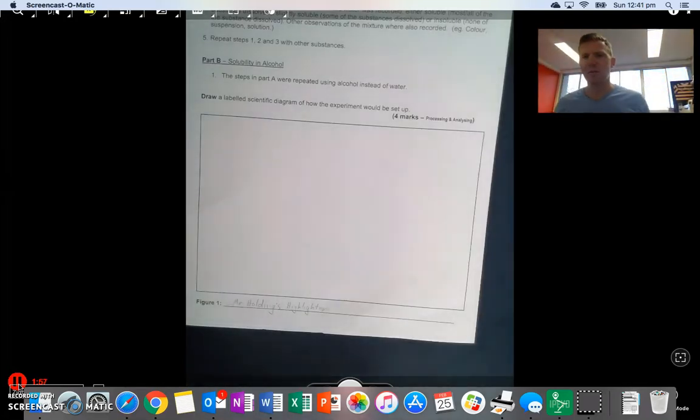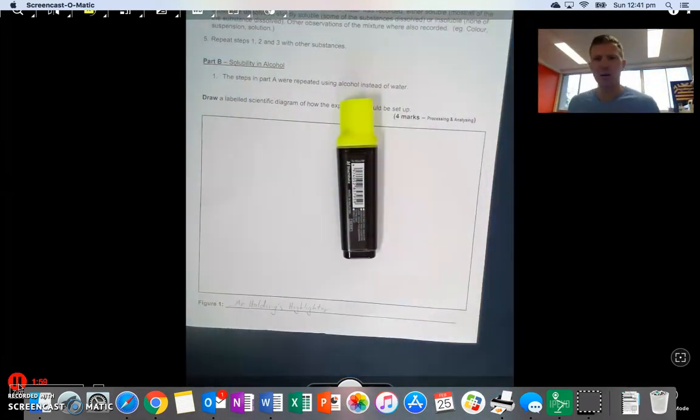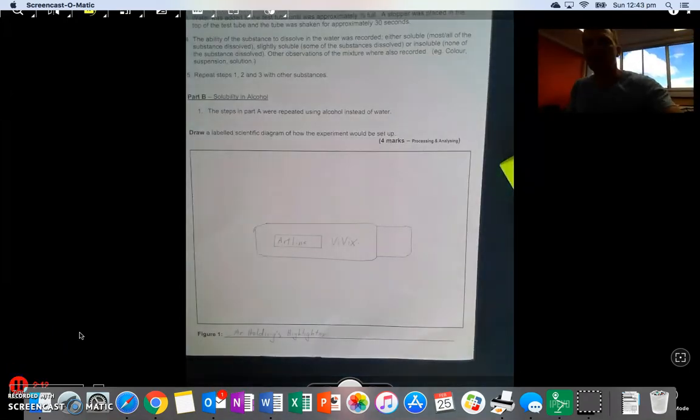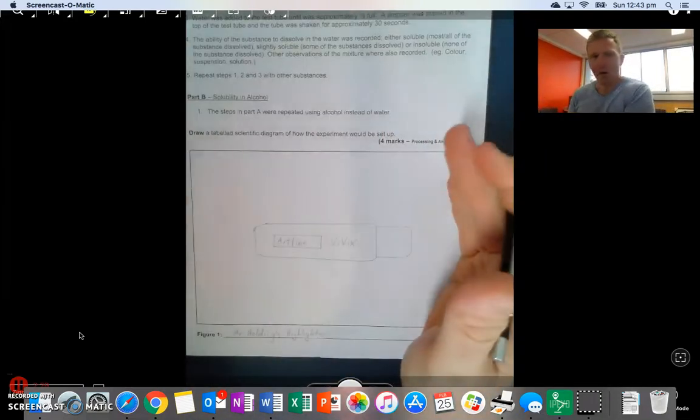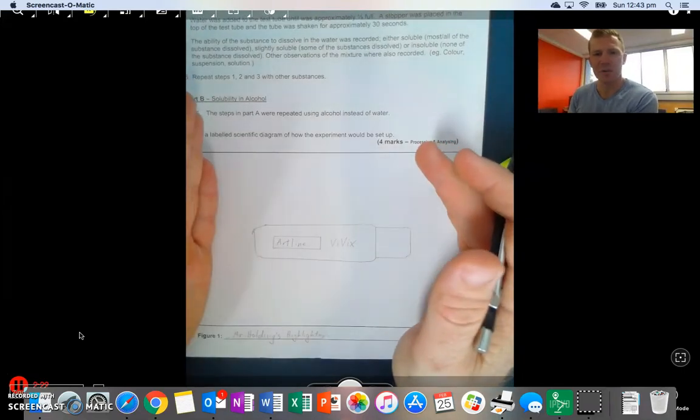So in this instance, I'm going to do a scientific diagram of Mr. Holding's highlighter, and then go about labeling it. I'm going to go on neatly using pen and a ruler. I'm going to draw a copy of that highlighter. So I've gone ahead and done my scientific diagram here, and I've done it as accurate as I can. Now I've used the space provided as best I can.